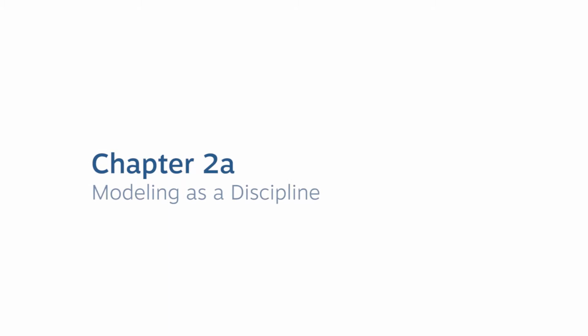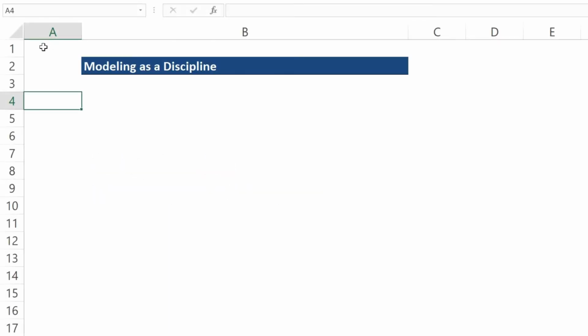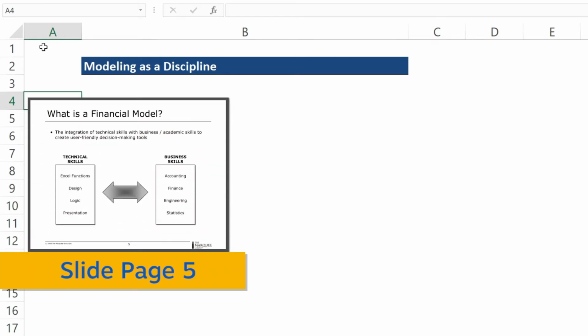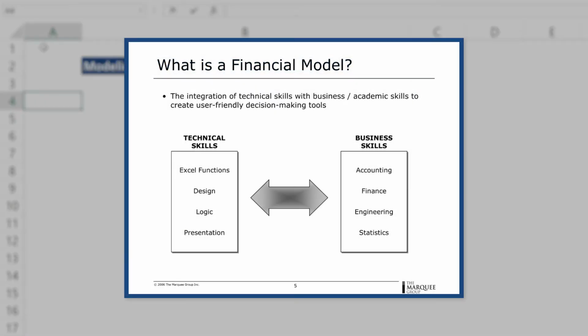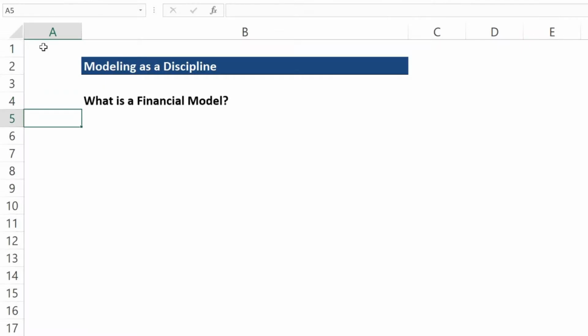This first video is on modeling as a discipline. If you're following along in the PowerPoint slides that you have electronically, you can turn to page number 5 and you'll see a slide there that says, what is a financial model? This is often the first question that we ask in any financial modeling class.